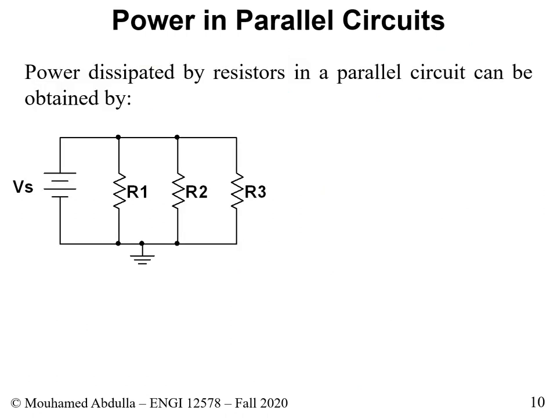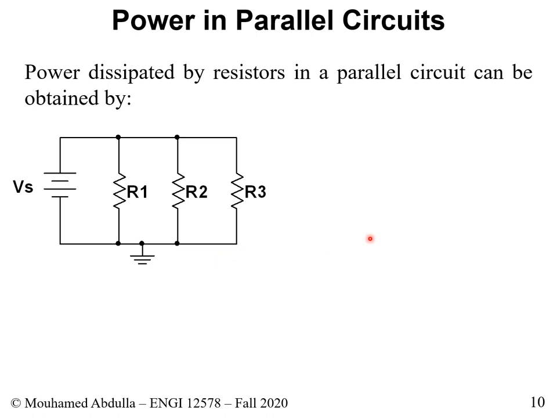So here, let's look at an attempt at figuring out the dissipated power in a parallel circuit. Here we give you a parallel circuit. You have your source, and you have different components that are connected to the source, all connected in parallel. Here we only show you 3 resistors, but you could think of this as a generic circuit. You may have up to n resistors.